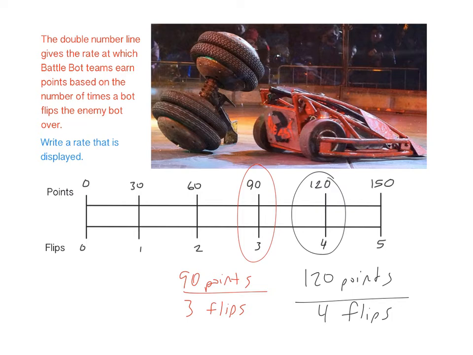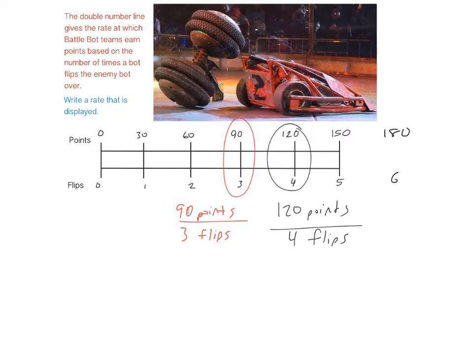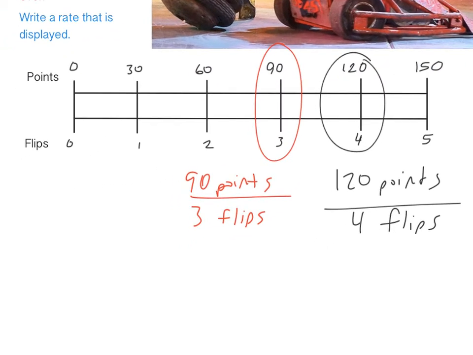So there's a lot of rates here, actually, and we could actually continue on. What would happen if a team got 6 flips? Well, if they got 6 flips, how many points would they get? Well, the points are going up by 30 each time. Okay, so that would be, well, that was 150 for 5 flips, so that'd be 180 there. Now, what we're going to do is we're going to take this and turn it into a unit rate. Again, unit rate has a denominator of what?